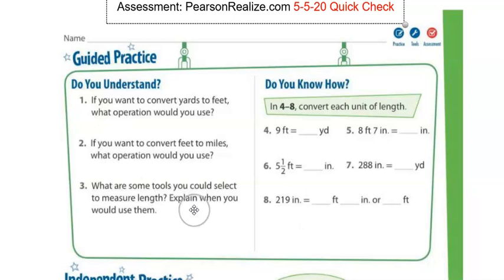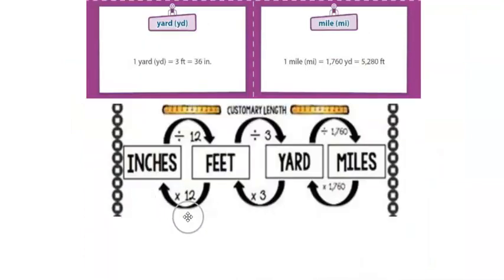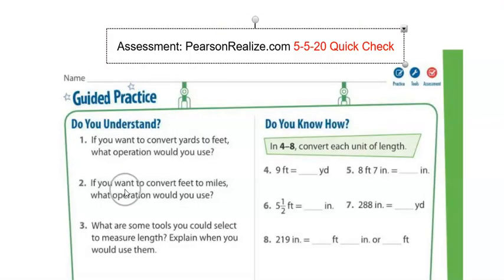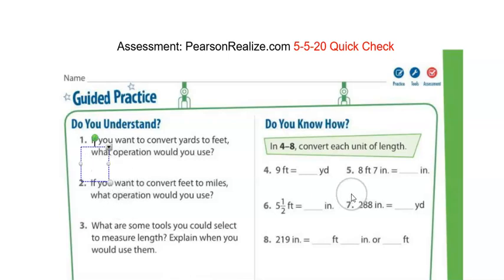On number 1, it says, if you want to convert yards to feet, what operation would you use? So again, we want to look back at our chart, thinking about yards to feet. So we're starting here at yards and we're going to feet, we're going backwards. You want to make sure that you're following that arrow, and that's going to tell you what operation you are using. So if we're going from yards to feet, we want to make sure we are multiplying. So up in that spot on number 1, your answer is going to be multiplication.